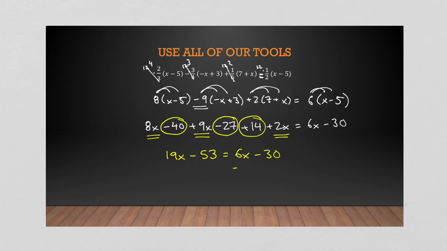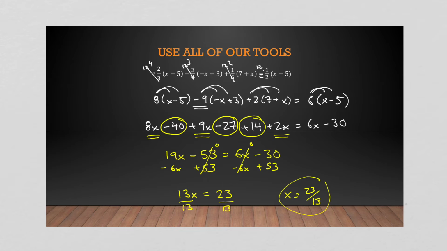Well, now we get the x's together. So subtract 6x, and then I'm going to add 53, and I'm going to add 53. So I get 13x equals 23, and then divide by 13, x equals 23 over 13.